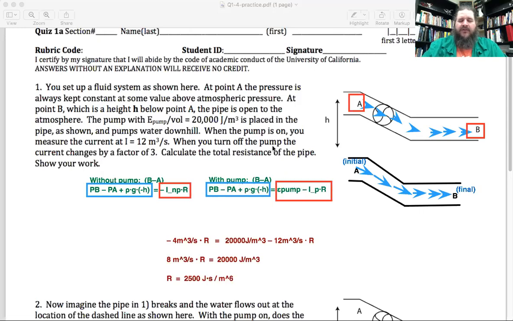Or if not, maybe use substitution. Solve for one of the variables that shows up in both equations and then substitute it into the other equation. And then the rest is algebra. Any other questions on that one so far?